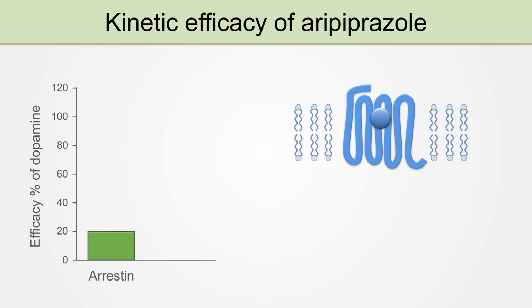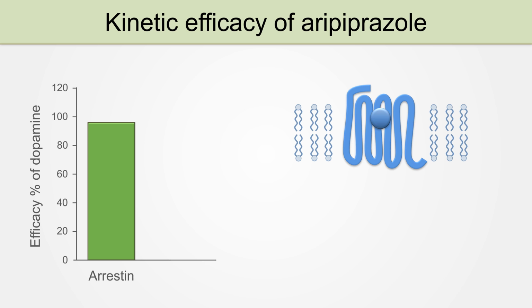Let's put these data in context. Aripiprazole is reported to be only a weak partial agonist for arrestin recruitment, averaging at about 20% in short duration experiments we use in drug discovery. By contrast, the kinetic efficacy value indicates that in the long term, aripiprazole is fully effective for recruiting arrestin. This long-term response is likely more relevant because the drug works chronically.